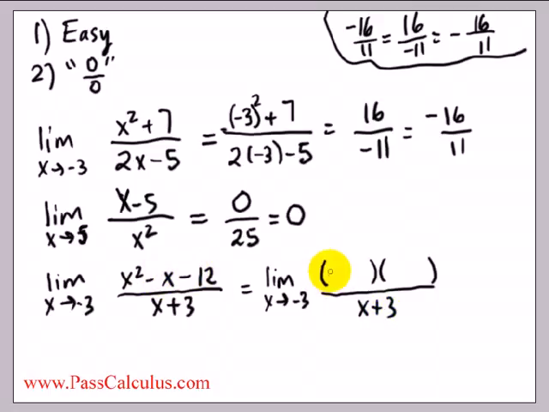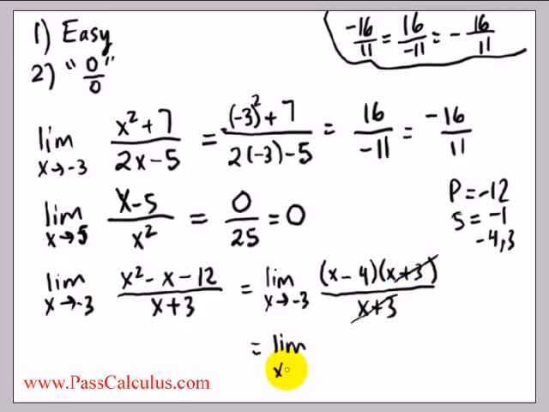How do we factor that? Well, you have to know how to do that. You kind of want to think of two numbers that multiply to negative 12 and add up to negative 1. So you want a product of negative 12 and a sum of negative 1. What two numbers will do that for you? How about negative 4 and positive 3? So that means the factors are going to be x minus 4, x plus 3. Okay? Now, the x plus 3's cancel, and we're left with the limit as x goes to minus 3 of x minus 4. And now we're happy because this is now the easy kind, type 1.